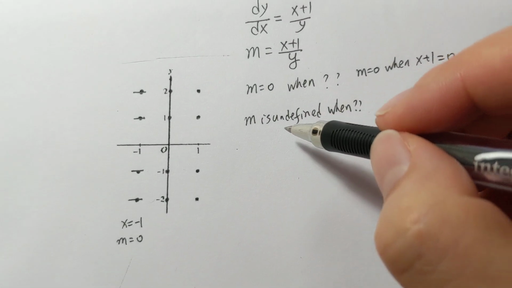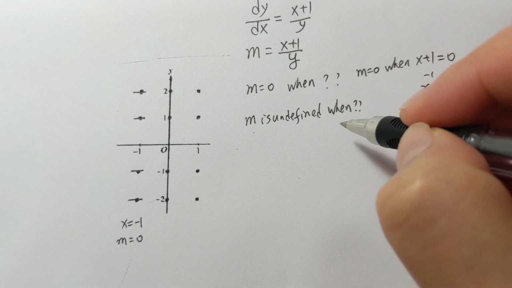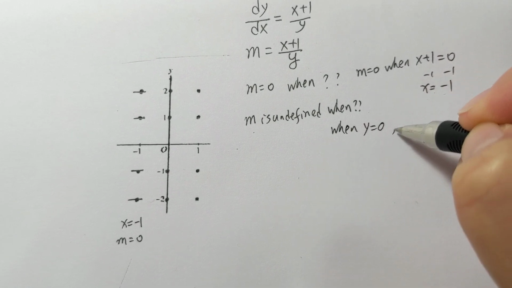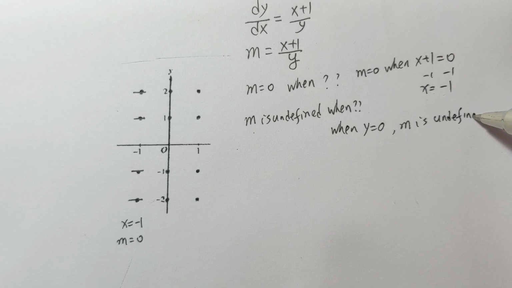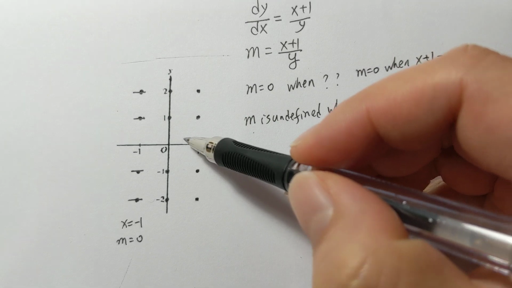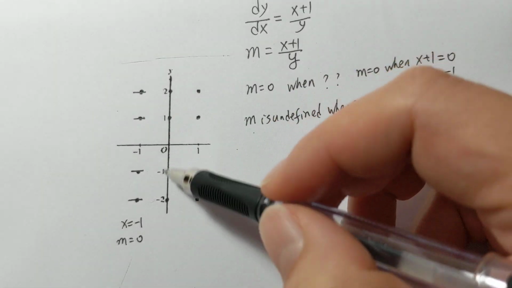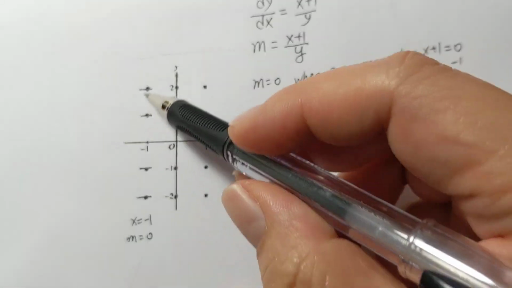Now we go back. M is undefined when what happened? We know that when y equals 0, m is undefined. That means we are going to have vertical line segments. Over here, you are supposed to have a vertical line segment, but we don't have to graph it because the question never asked. Now we finished the first column.